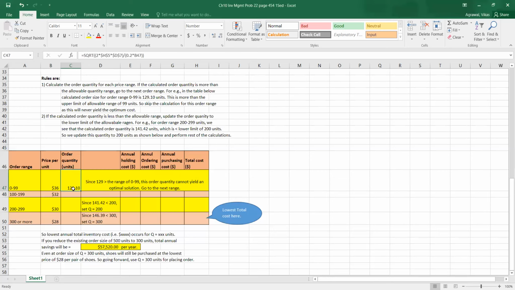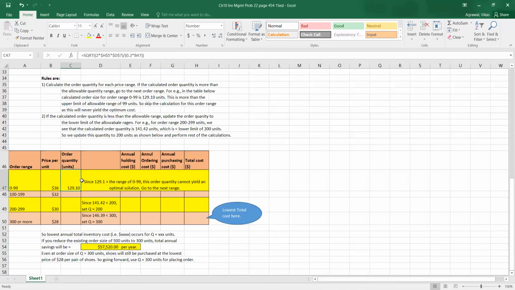That's the rule. If the order quantity goes outside the order range, that particular order size will never produce optimal inventory cost. So we're gonna go to the next one. That's what I have mentioned here. Since 129.1 is greater than the range of 0 to 99, this order quantity cannot yield an optimal solution. So we're going to go to the next range here.